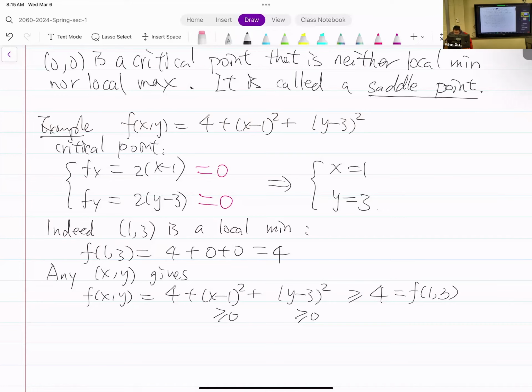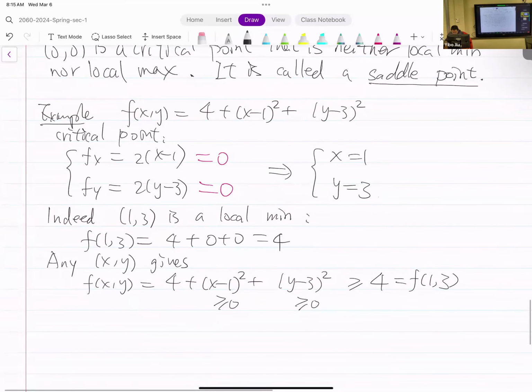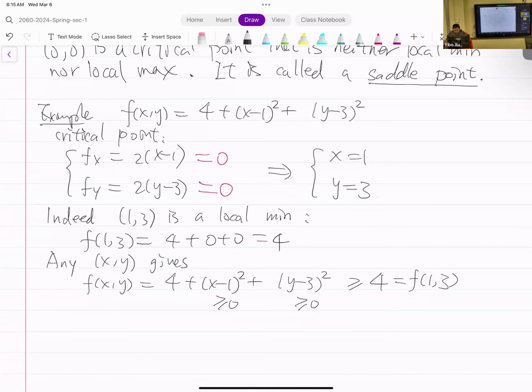Okay, so this tells you what? This tells you not only that the neighboring xy pairs are giving you larger outputs, but also that arbitrary xy pairs give you a larger output than f of (1, 3). So this tells you, of course, (1, 3) is a local minimum, but then we can say even further that (1, 3) is an absolute minimum.